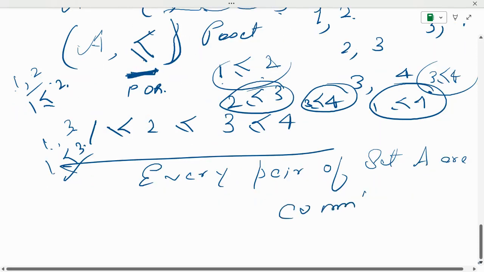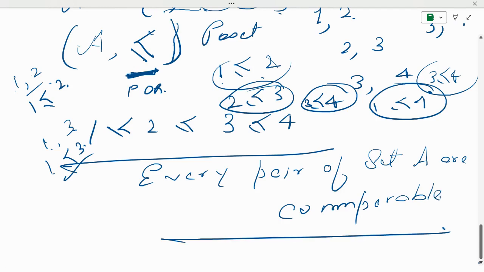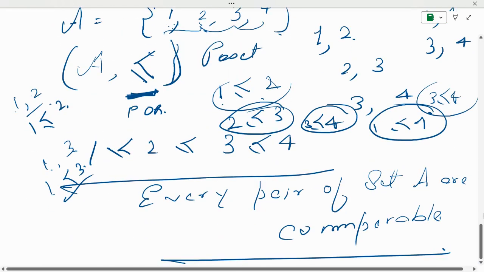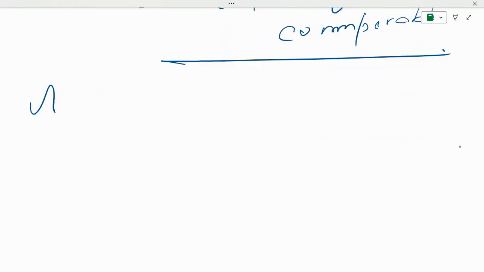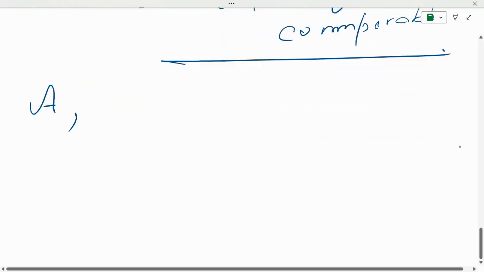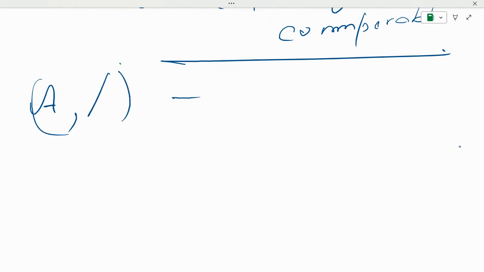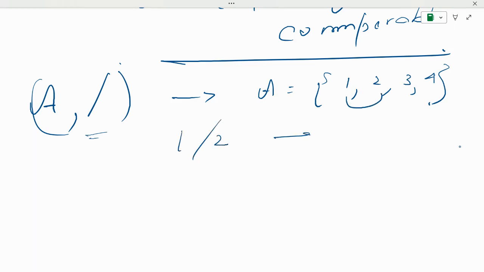Okay, hence it is called a Toset. But if we take another relation, another poset, A, and we define a division operator on it. If A consists of elements like 1, 2, 3, 4, and we take any two elements, 1 divides 2, hence 1 and 2 are comparable.